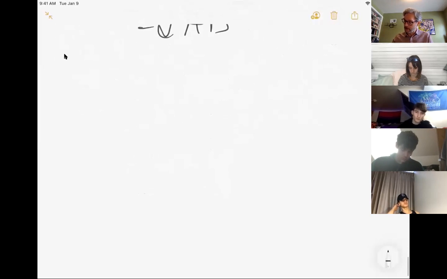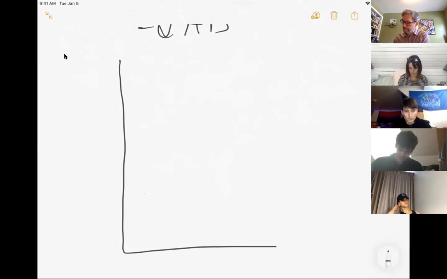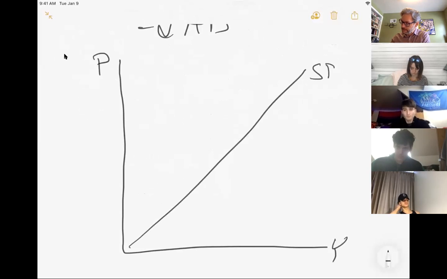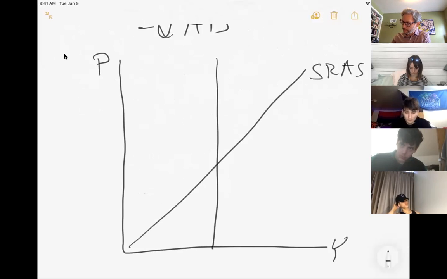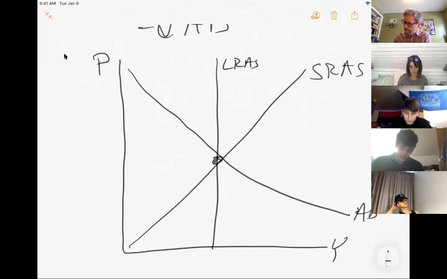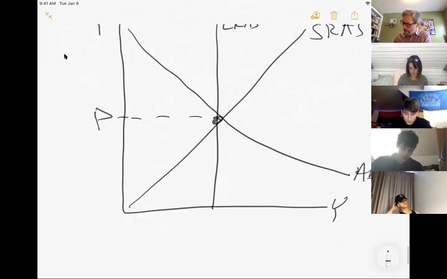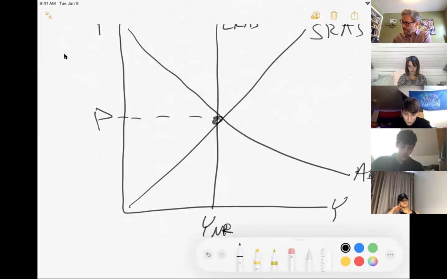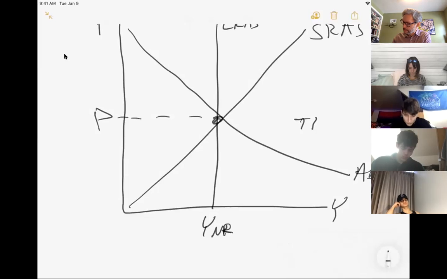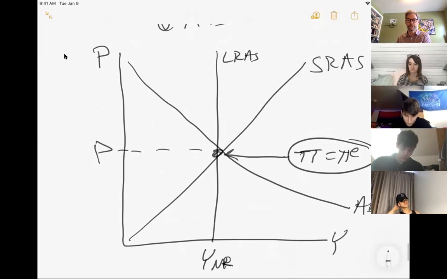So let's think about our aggregate demand curve. So let's assume here we are in the long run. And we're at our natural rate of output. Okay, everything is very happy. And the other thing here, remember when we're at the natural rate, is that actual inflation is equal to expected inflation.